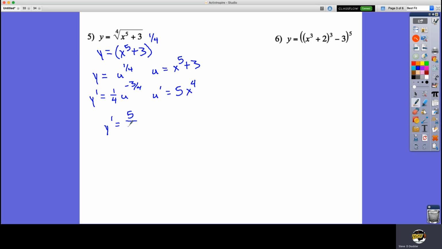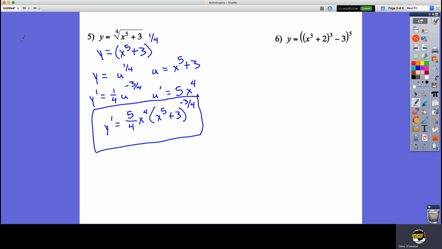Look at this one now. This is the u and this is the 4. Look at that. All right, so there should be your answer for this one. Just be careful with your parentheses, that you have the right thing raised to the power that you want it to be. Do we have any questions so far?